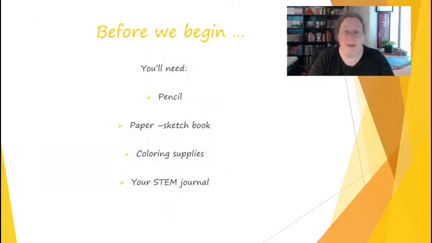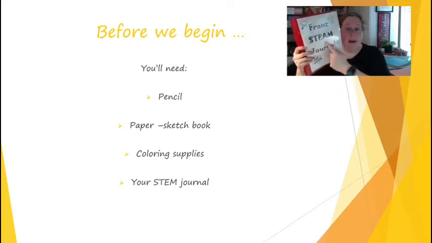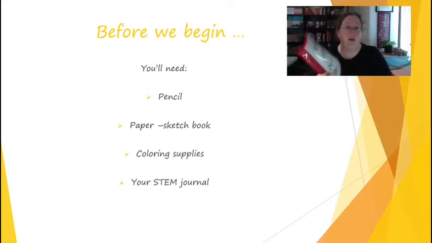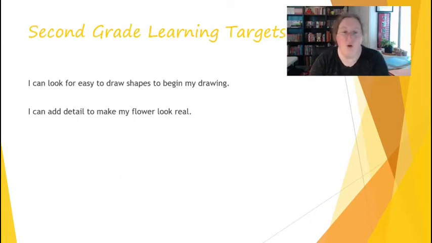Now, let's talk about what we're going to need. Today, you're going to need a pencil. You're going to need some blank drawing paper, preferably in your sketchbook. You will need your coloring supplies, and it's kind of weird, you're going to need your STEM journal. Now, I have it called my STEAM journal because I add art to it, but yours says STEM, and that's okay.